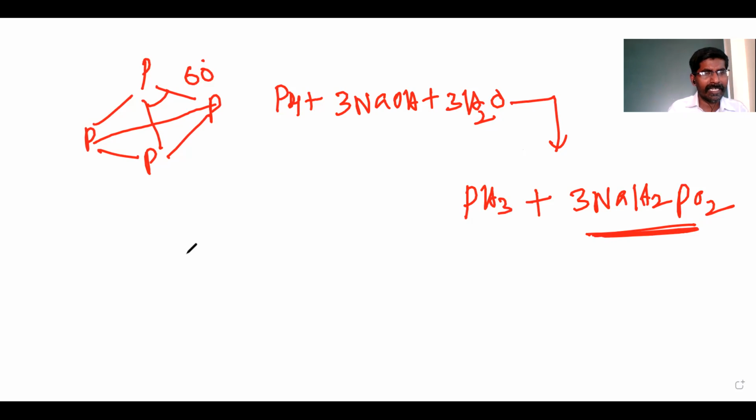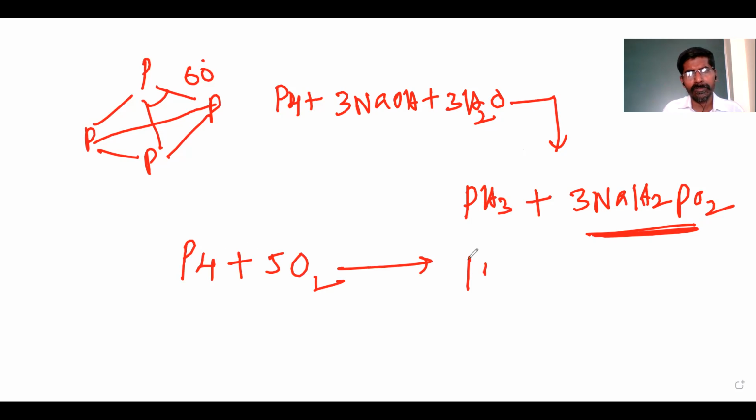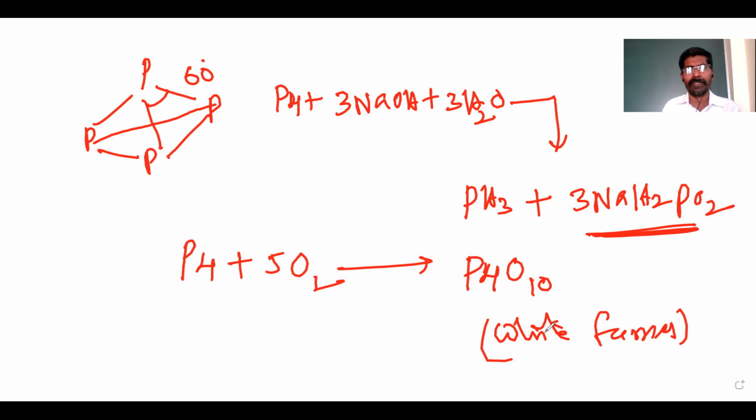Again, it is ready to react with 5 moles of oxygen molecule, which gives rise to P4O10. So this is the white fumes. White fumes are formed in this case. Now this is known as discrete molecules. That means white phosphorus consists of discrete molecules.